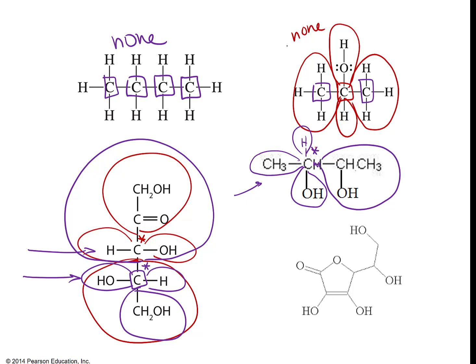If it were just to have been H, it would have been no. If it was, it wouldn't, because I would only have 3 bonds. It's got to have 4. Carbon's got to have 4 covalent bonds.